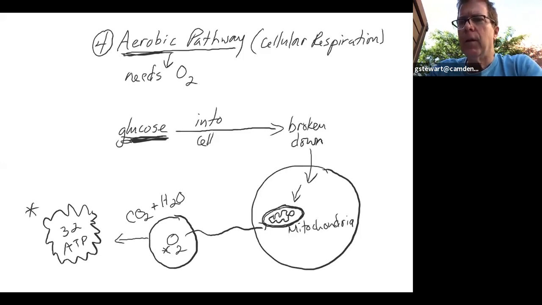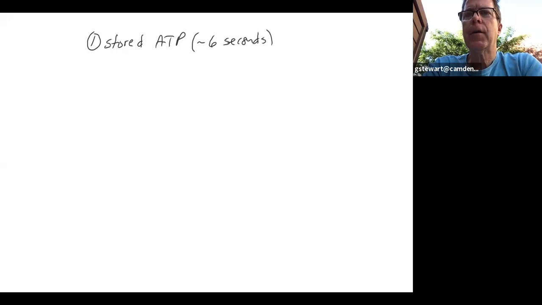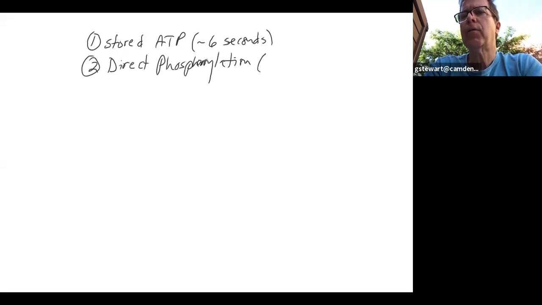So I'm going to layer over this board one more time and reiterate. First, our muscle cells use stored ATP. This is just a quick review, and that's about 6 seconds worth of contraction. Next, our muscles use direct phosphorylation. And that lasts for maybe about 15 seconds.